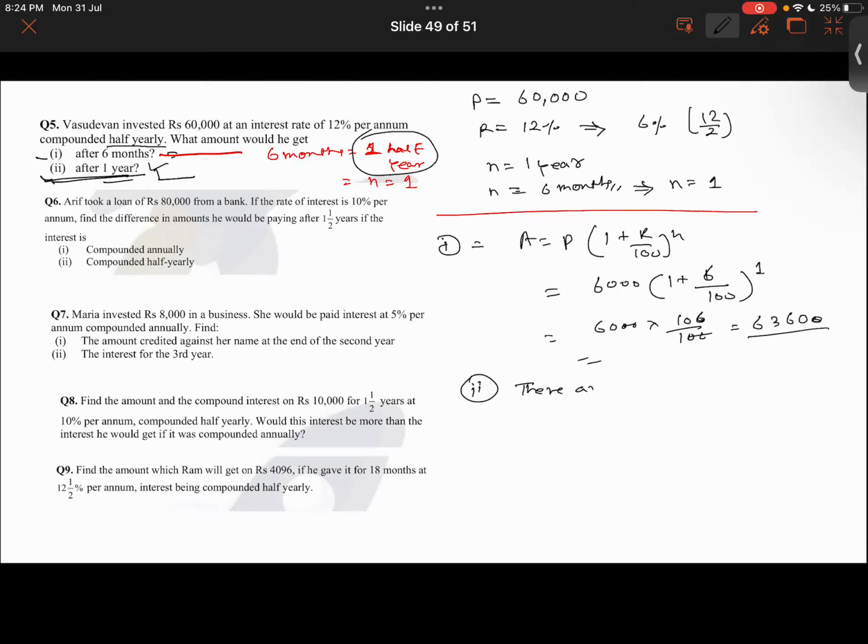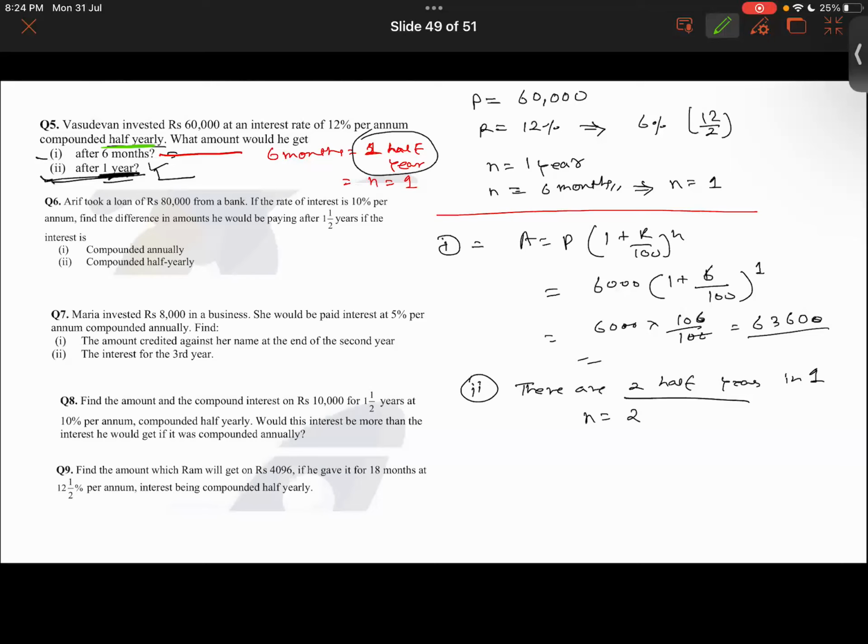Remember here, there are 2 half years in one year. So N basically means what? N is 2. In 1 year, there are 2 half years. Why am I talking about half years here? Because the question says that the compound interest is half yearly. Read the question. Vasudevan invested ₹60,000 at an interest rate of 12% per annum compounded half yearly.